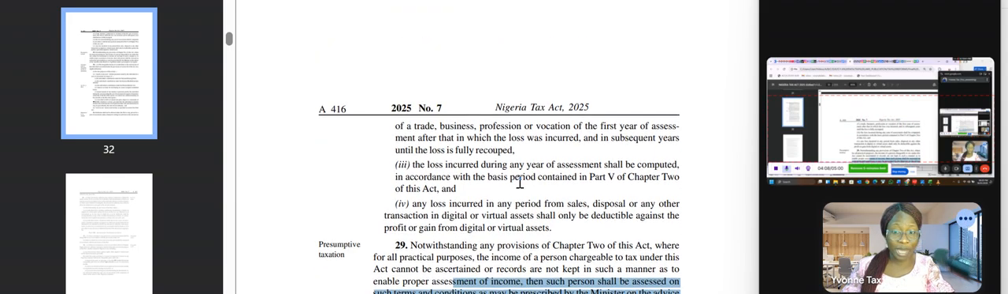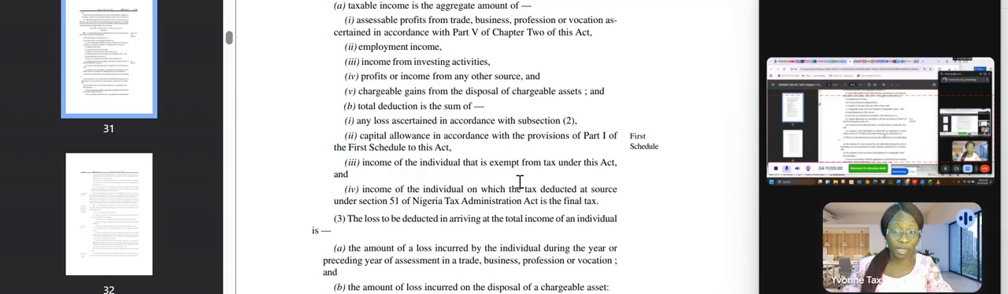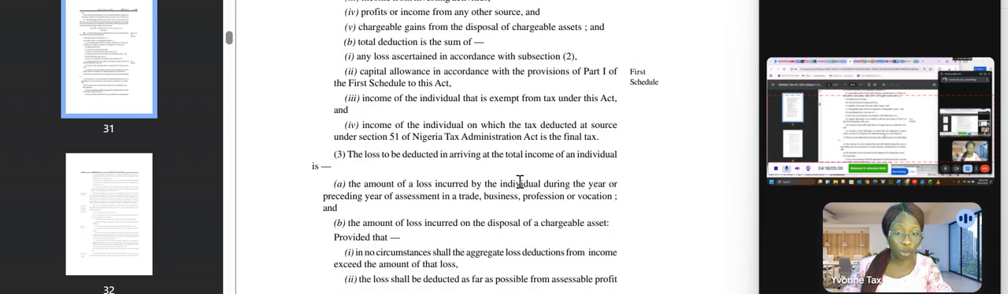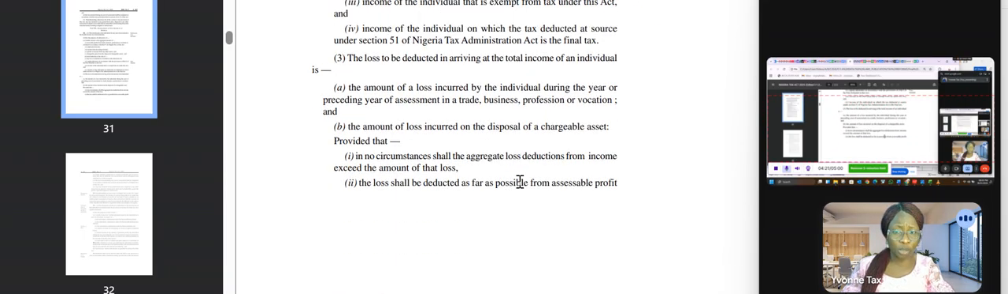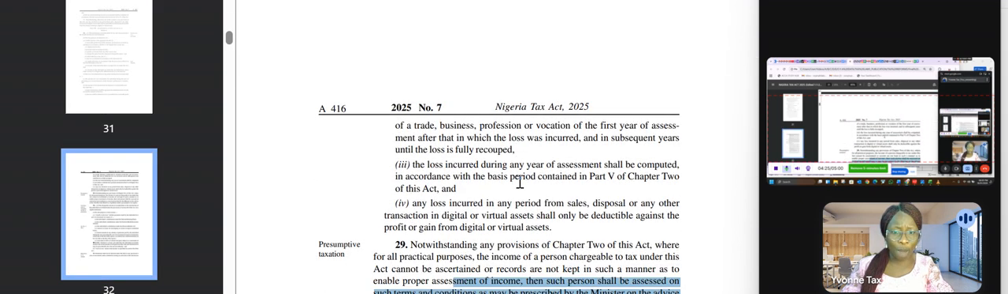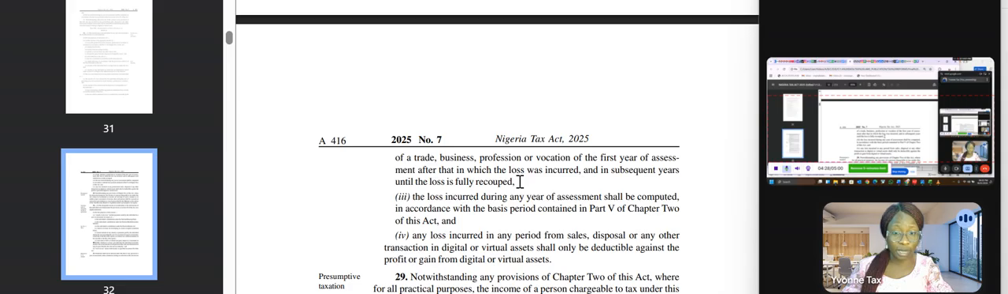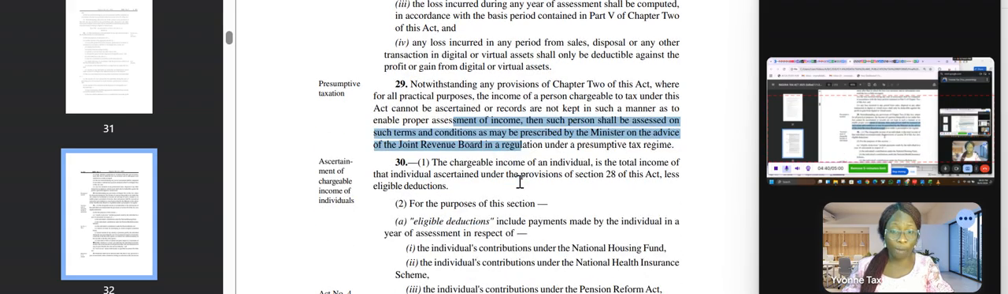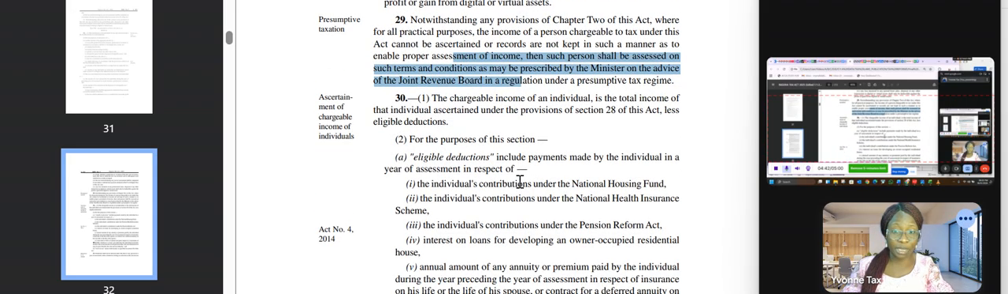So that is where pay as you earn is in the Nigerian Tax Act, from section 28 to section 32, the difference between the total income and the total deductions before you now do eligible deductions. Total deduction has to do with your loss, your capital allowance, and we now have different losses that are explained here to be brought forward and ensure that if it's from digital asset, virtual asset, the deduction is from the same asset that you actually got it from. So this is what it's about when it comes to pay as you earn in the Nigerian Tax Act.